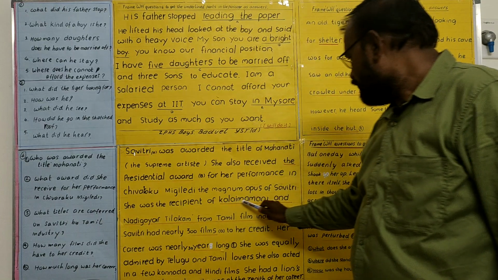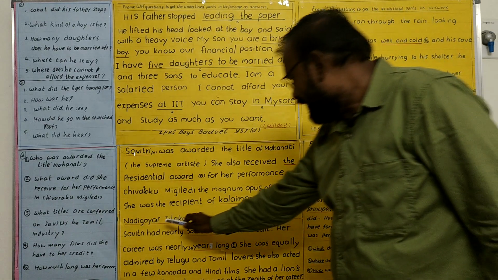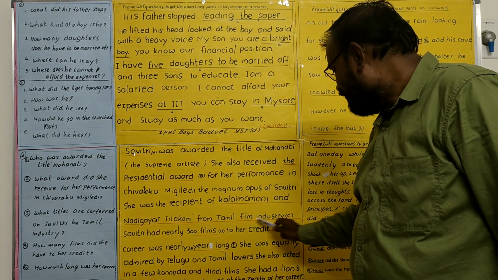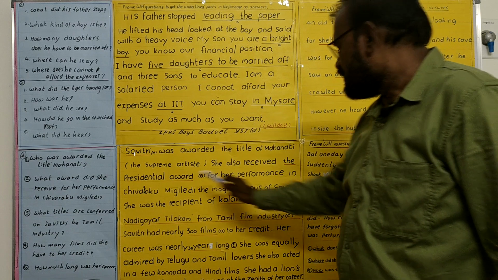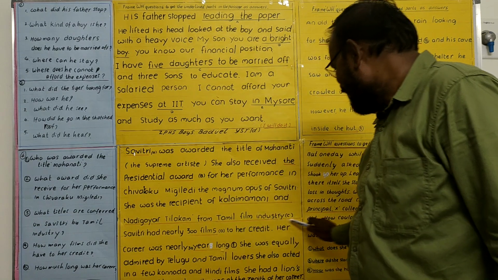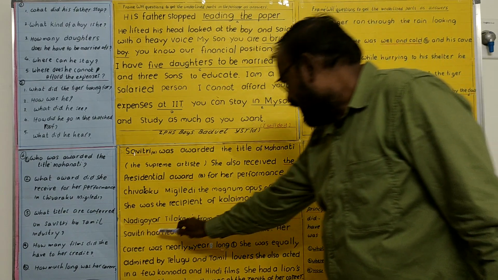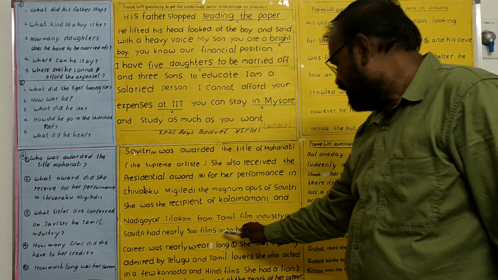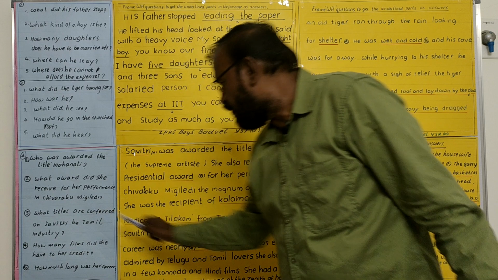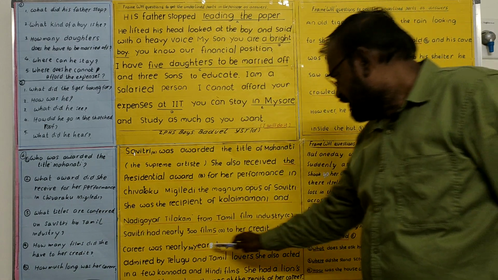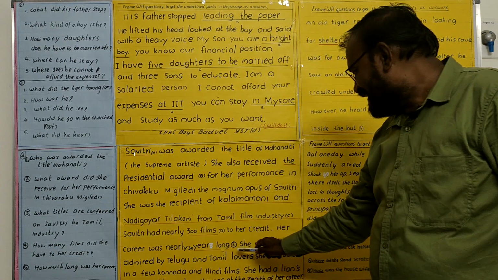She was the recipient of Kalaimamani and Nadigara Tilakam from the Tamil film industry. What titles were conferred on Savitri by the Tamil industry? Savitri had nearly 300 films to her credit. How many films did she have to her credit? Her career was nearly 30 years long.